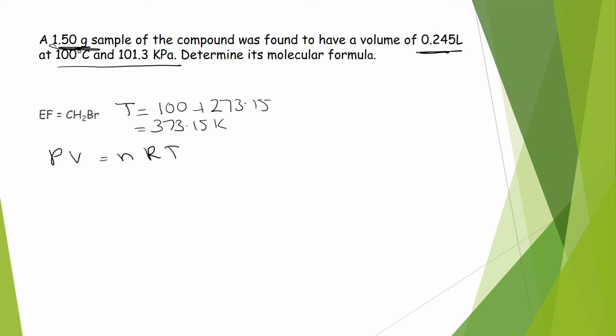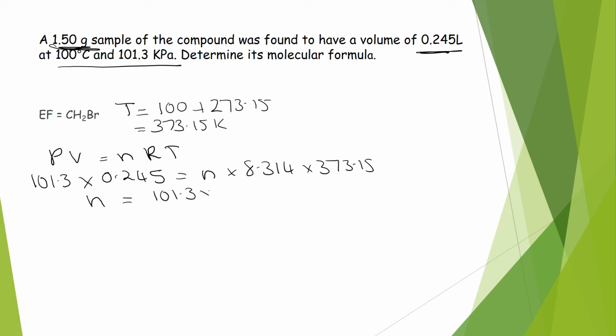So using PV equals nRT, the pressure is 101.3 times the volume, which is 0.245 of a litre. The number of moles we don't know. The gas constant we get off the data sheet, and the temperature is 373.15. Rearranging, the number of moles will equal 101.3 times 0.245 divided by 8.314 times 373.15, which will equal 7.999 by 10 to the negative 3 moles.